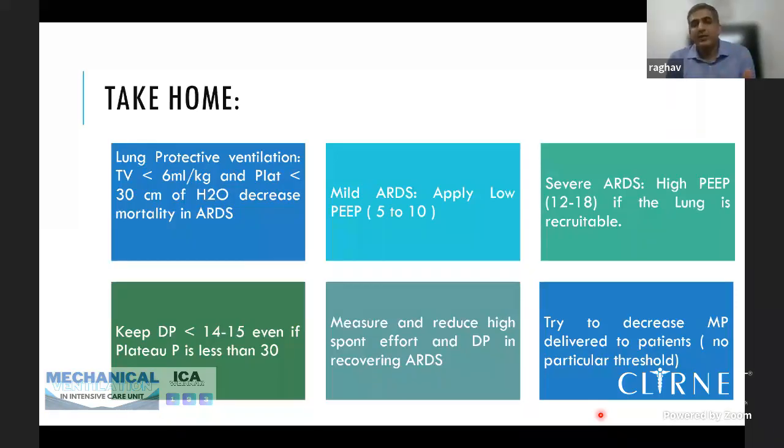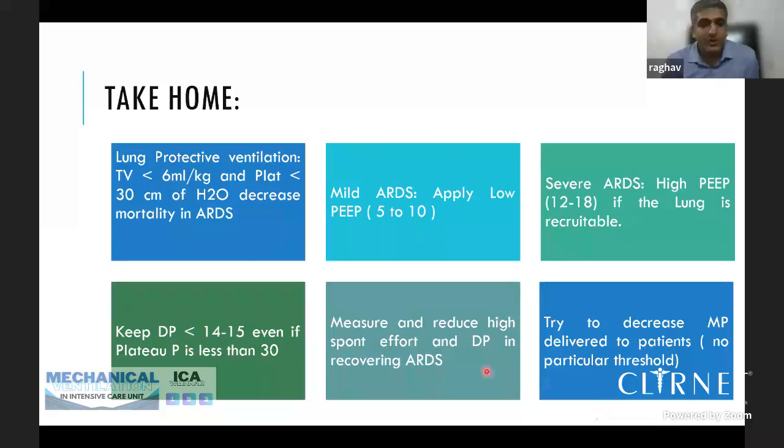In mild ARDS patients, you can apply low PEEP. There is no need of higher PEEP in these patients. What is low PEEP? Anywhere between 5 to 10. In severe ARDS patients, high PEEP, which is between 12 to 18, can be applied and should be applied only if the lung is recruitable.